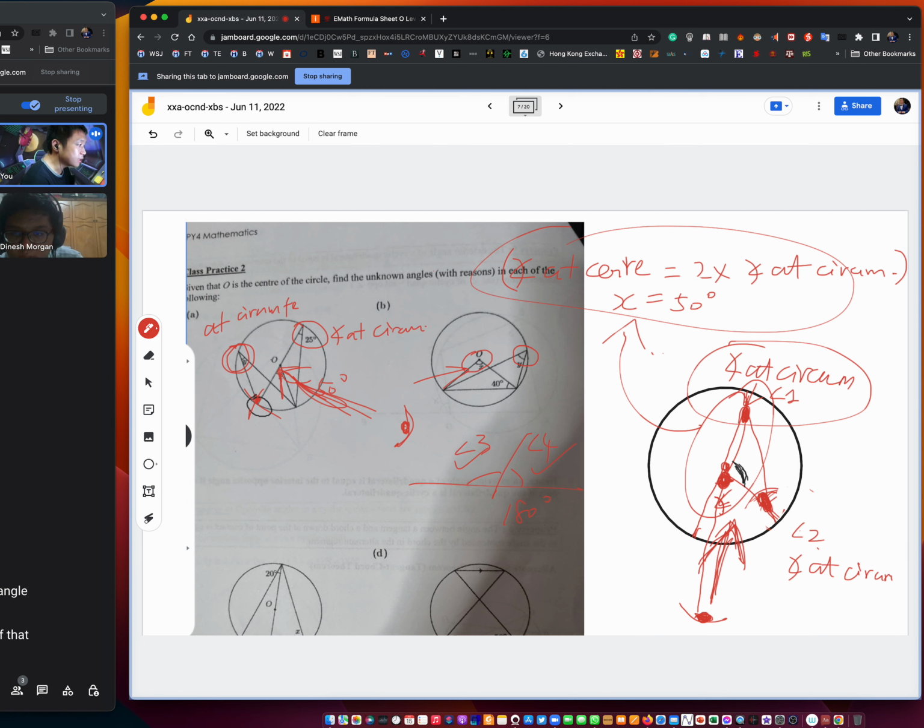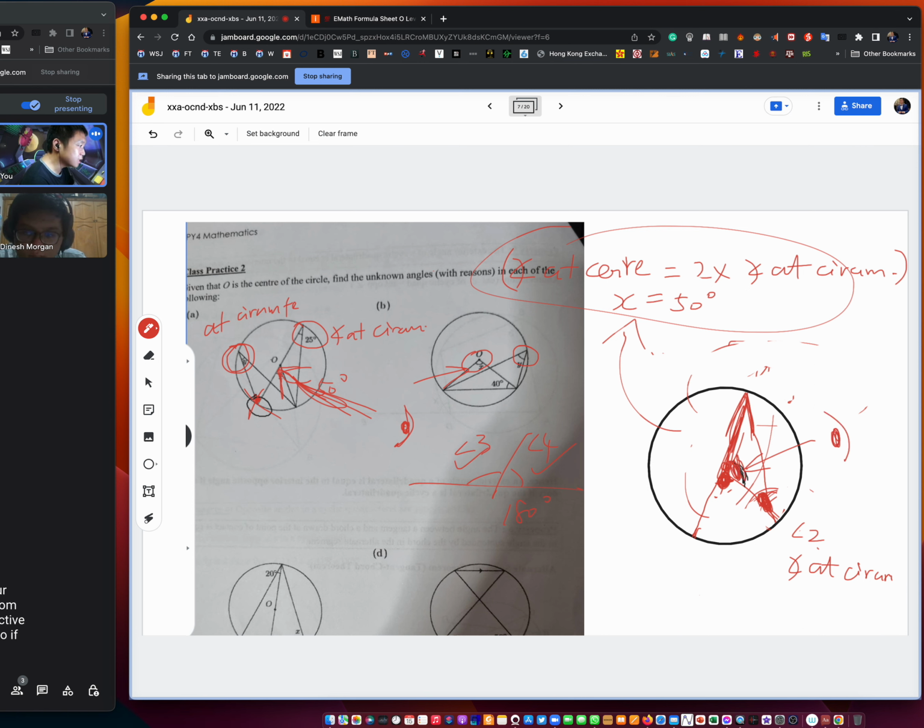Okay, so if that one is the angle at center, then you should look from the other perspective already, right? No, hold on. If this is the angle at center, instead of this, there is no angle at the circumference. The angle one is the angle at circumference, the angle two also, but there is no angle at circumference that has a relationship with this angle at center. Because if you look from this perspective, there's no angle here that has a relationship with this angle at center.